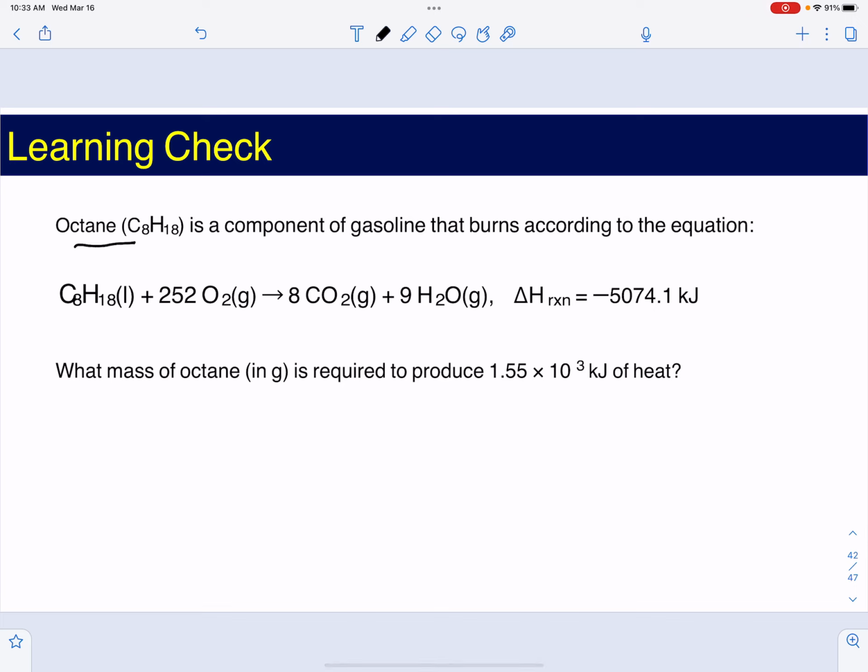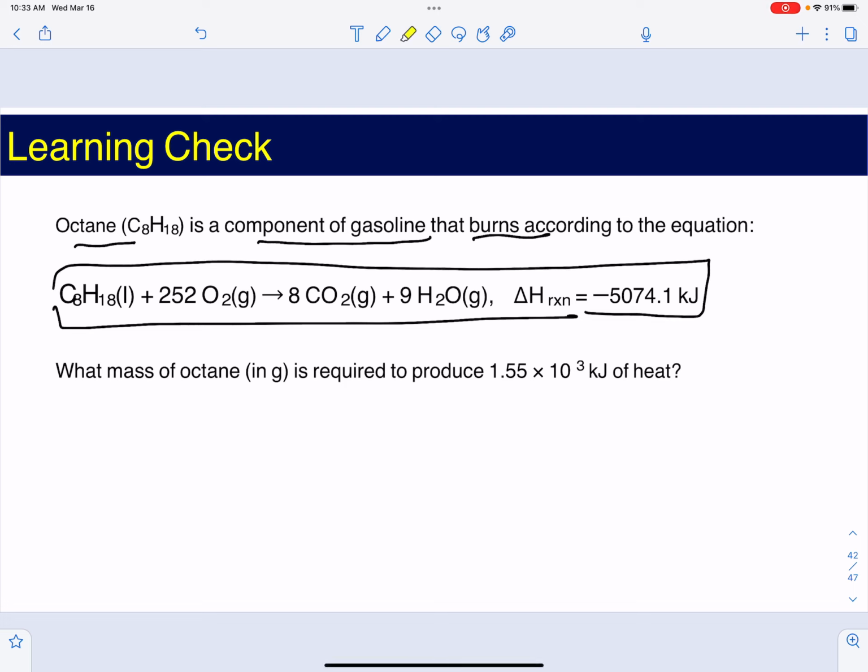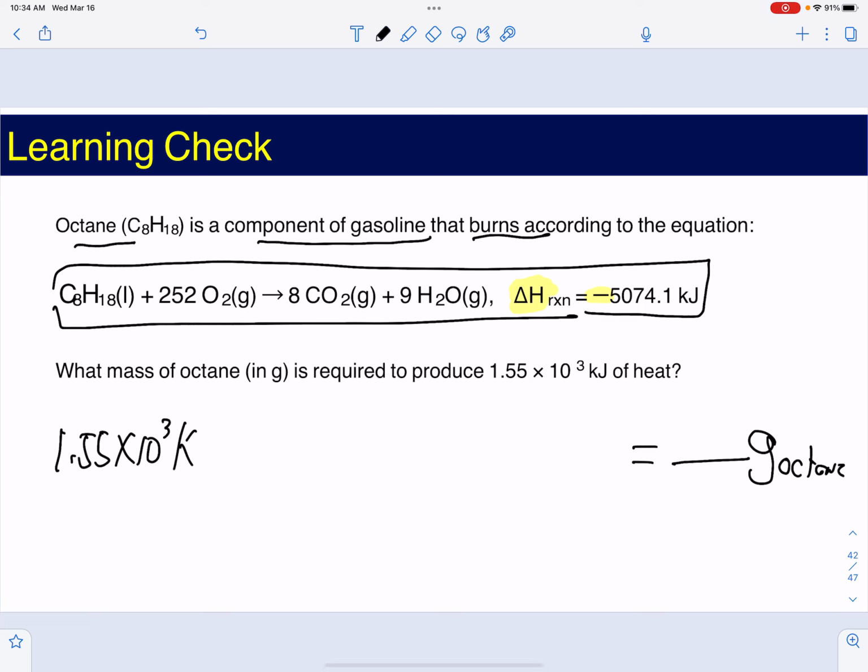So we know that octane is part of the gasoline, and it burns to give power to the engine by following this balanced equation, which is a thermochemical equation because it includes energy, and it's going to be exothermic. So if you burn octane, you're going to feel hot. What mass of octane is required to produce this much energy? So it's asking us the mass of octane if we begin with 1.55 times 10 to the 3 kilojoules.